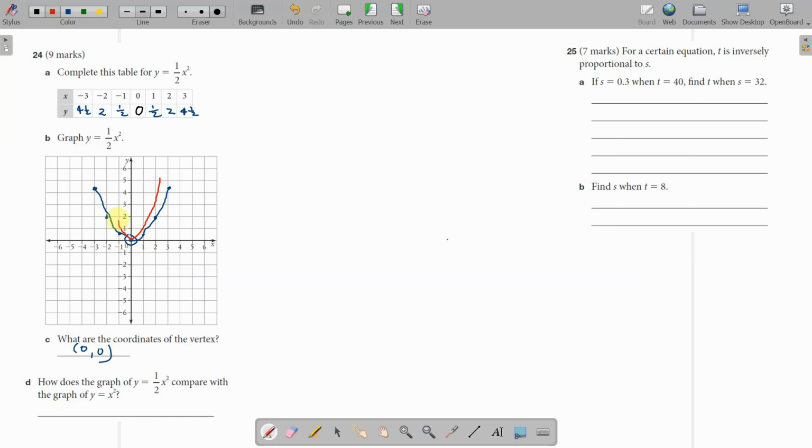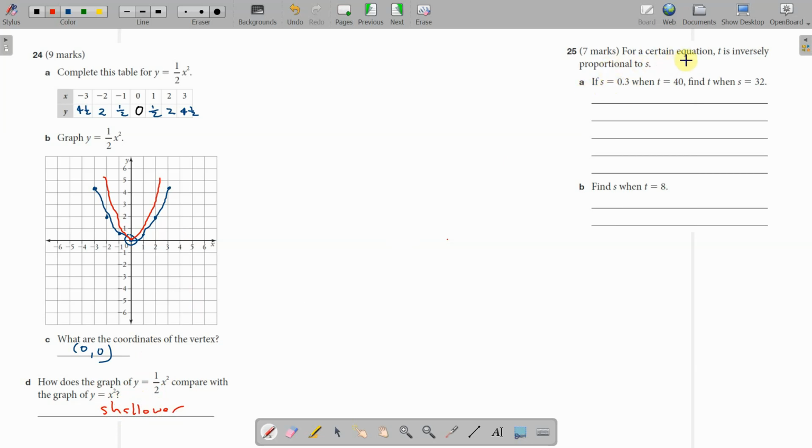Okay, that's steeper or skinnier. So this one, what's it say? A graph that compares that one. This one, that one is shallower or fatter. Okay.